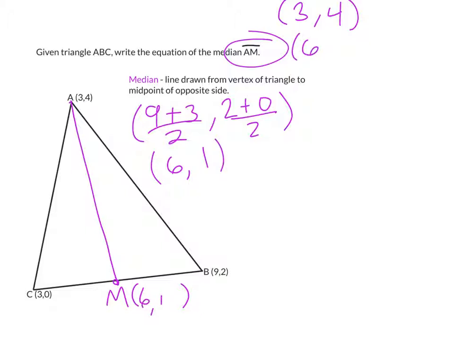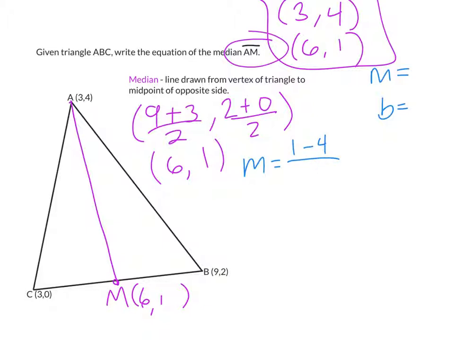Now, isn't this just like the last problem? I am writing the equation of a line through 2 points. That's exactly right. It's just like an added step. So what do I need to figure out first? I need my slope and I need my y-intercept. How do I figure out my slope? I've got to use my slope formula: y2 minus y1, so 1 minus 4 over x2 minus x1. So that's -3 over 3, which is -1.